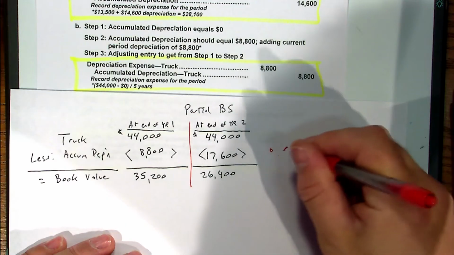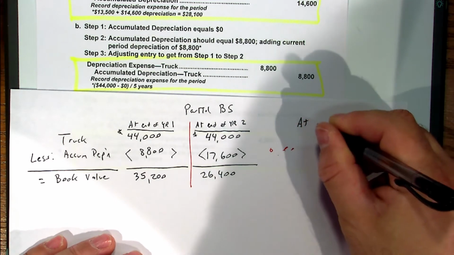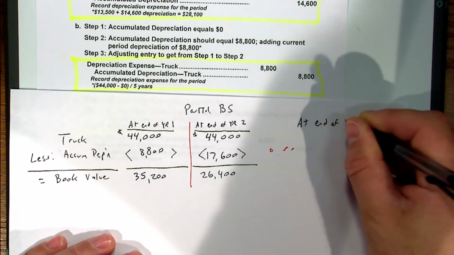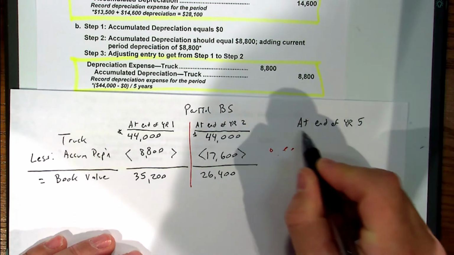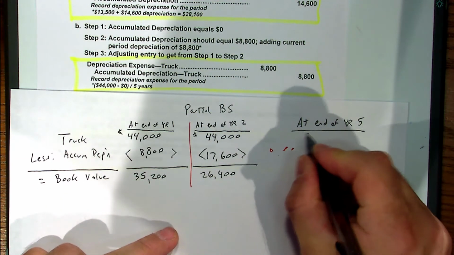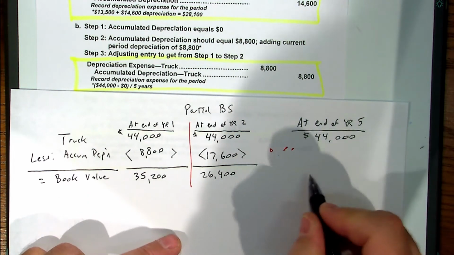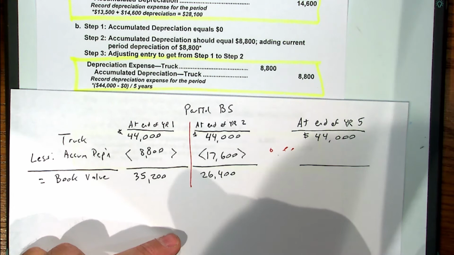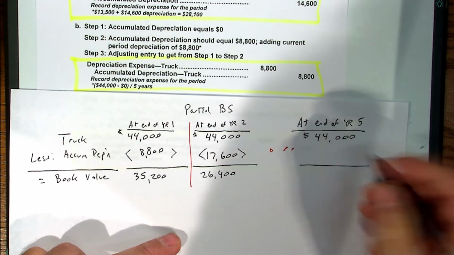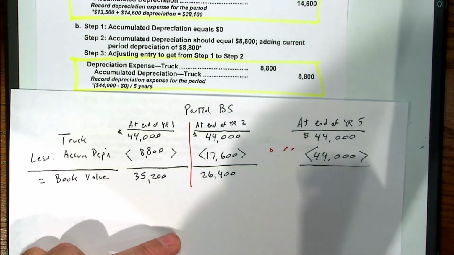So now let's fast forward to the end of year 5. Now, this is at the end of year 5, and 5 years is what we estimated it to last, right? Okay. So the cost would still be $44,000, correct? What would the accumulated depreciation be? 8,800 times 5, which is 44,000. So what is the book value?